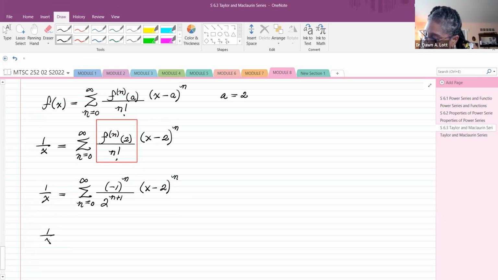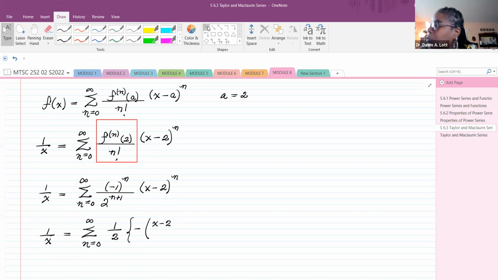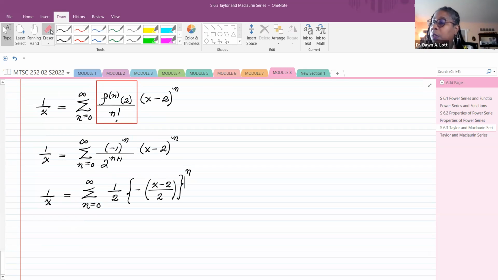So I have 1 over x is the sum n equals 0 to infinity. I'm going to pull out the 1/2, and I'm going to write it as x minus 2 over 2, and that whole thing gets raised to the nth power. So you see the minus 1 to the n, the x minus 2 to the n, the 2 to the n, and then the other 2, which makes it 2 to the n plus 1. And I don't like the fact that it looks like my numbers are floating. So there we go. Okay.